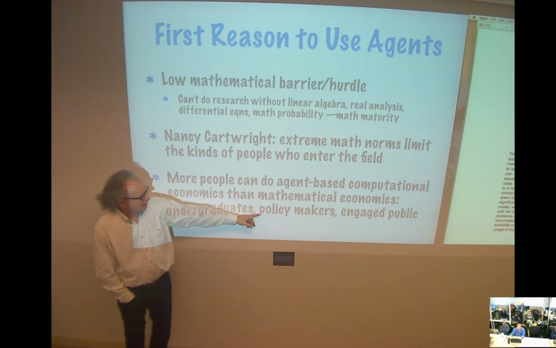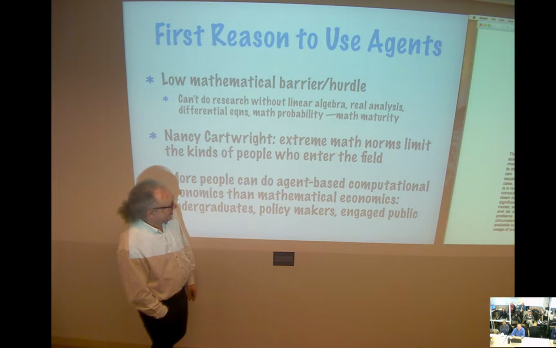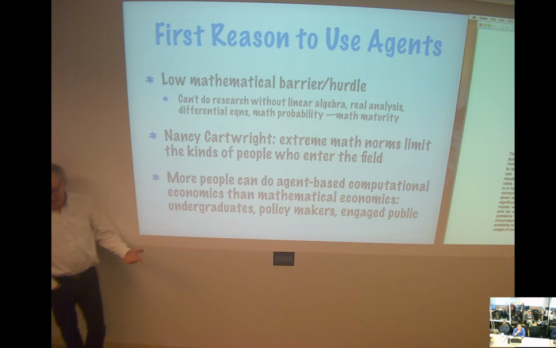Maybe someday you'll be able to run models on your phone, so you can go right from the model to a Twitter account and tell the world what your model said. I don't know. But take the whole idea of undergraduates doing research. In most parts of science, this is still a possibility at least. In economics, it's barely possible, because you have to have so much mathematical background in order to do any real economics today.